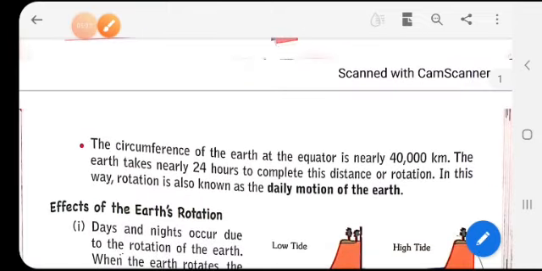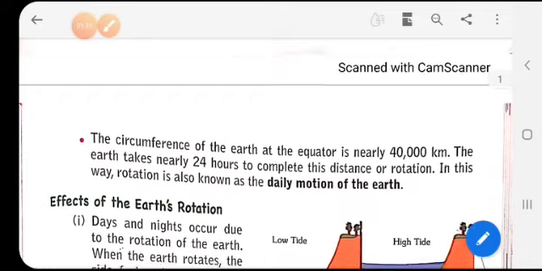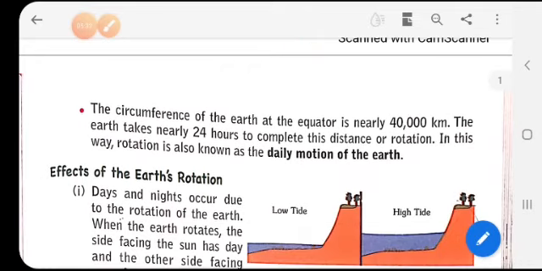The Earth takes nearly 24 hours to complete this distance or rotation. So as you know, this 40,000 kilometers is covered in 24 hours. In this way, rotation is also known as the, what is it known as? It is known as the daily motion of the Earth. Why? Because it takes only 24 hours to rotate in a complete motion.